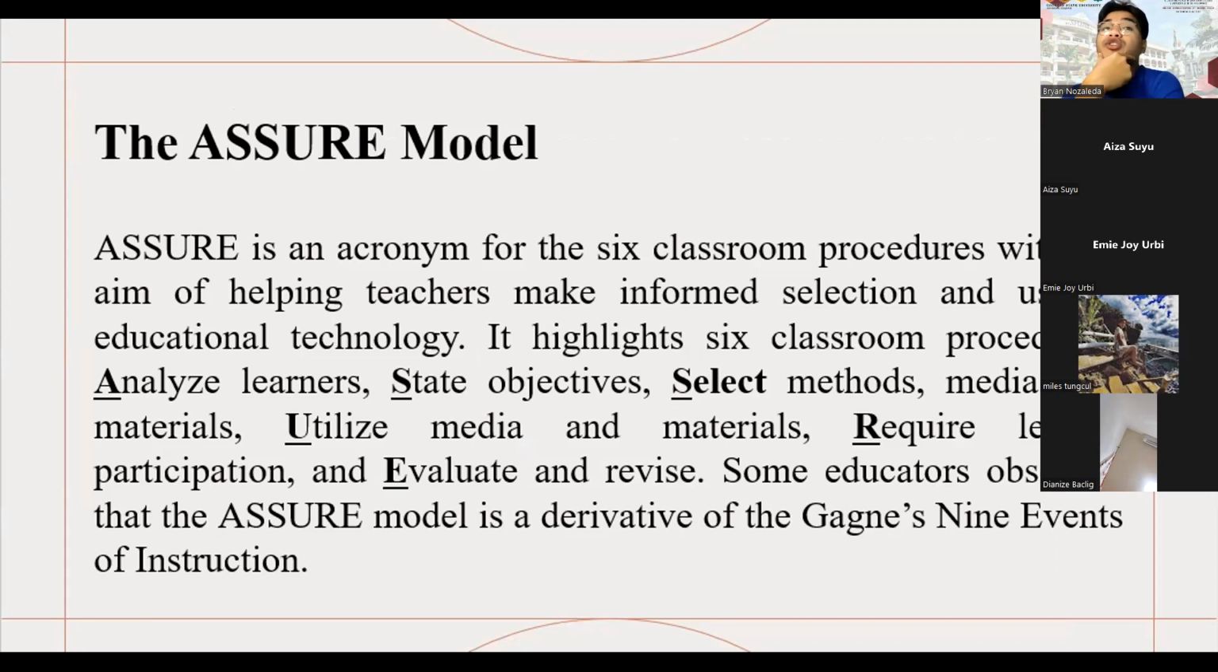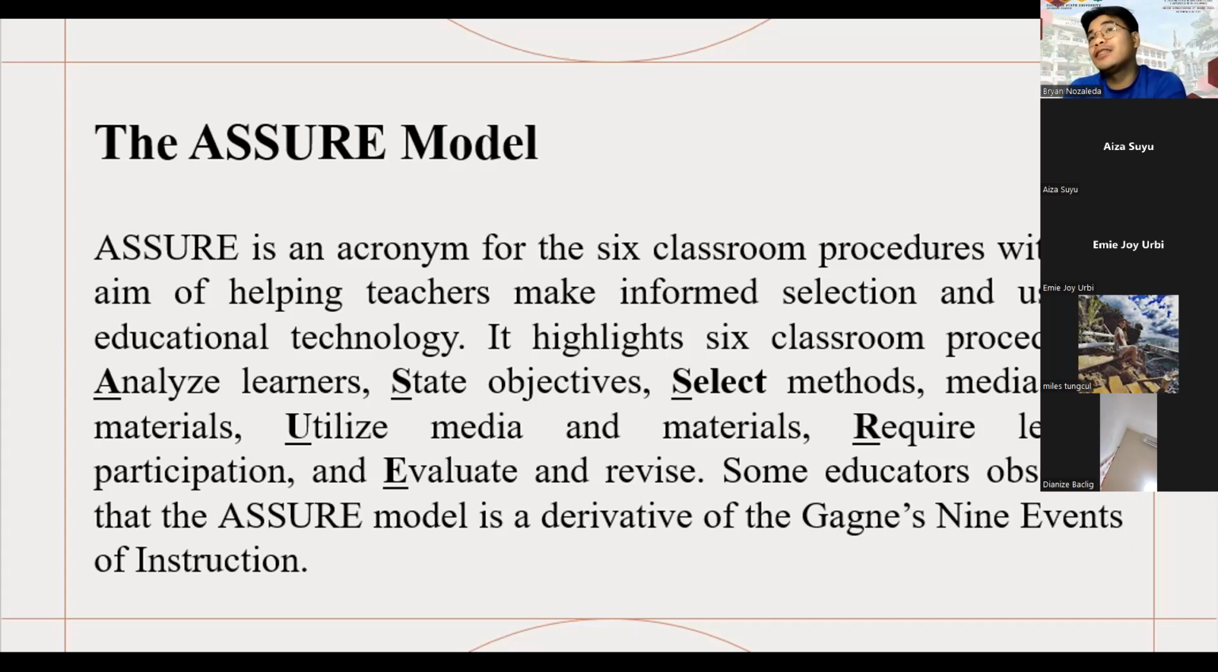So according to the ASSURE model, A is analyze, S is state objectives, another S is select methods or media and materials, and then U is utilize media and materials, R require learner participation, and E evaluate and revise. And some educators observe that the ASSURE model is a derivative of the Gagne's 9 events of instruction. So parang binase lang daw yung ASSURE model sa Gagne's 9 events. So it's like a summary of the Gagne's 9 events.